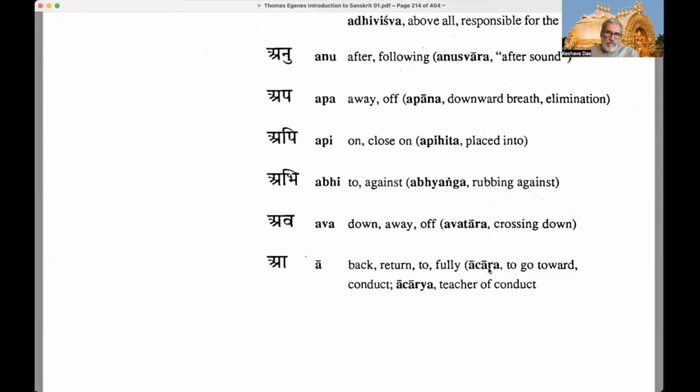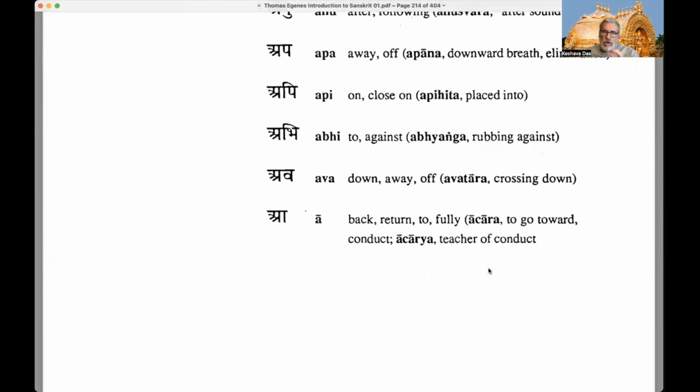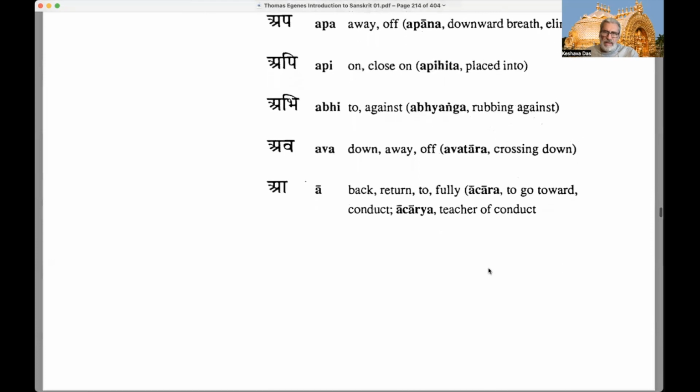Okay, so then we have api. Api meaning on or close on. So api hita means placed into, placed close by, right? Api hita. Abi.